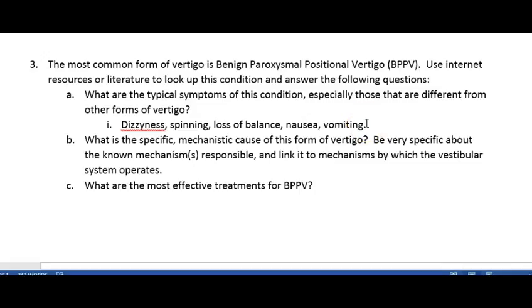Pretty much, right? So you have vertigo. You're having a hard time moving around, you're nauseous, the world is spinning around you, it really sucks. What then is the mechanism that's behind this? What did you guys find for this? I want to spread this around. So who else? What did you find as far as mechanism goes? Did you find something?